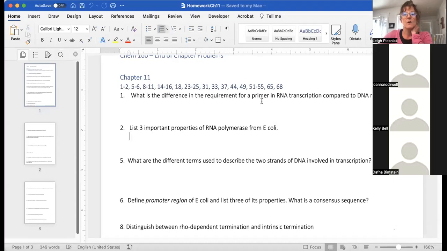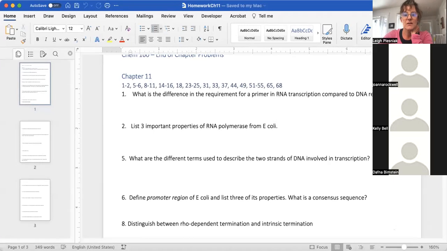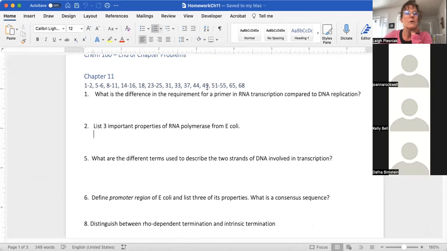What is the difference in the requirements for a primer in RNA transcription compared to DNA replication? Okay, so we know replication requires a primer, right? Because it needs that 3' hydroxyl. What about transcription? Don't we not need a primer for transcription? Correct. So there's no requirement for the 3' hydroxyl, and there are no primers in transcription.